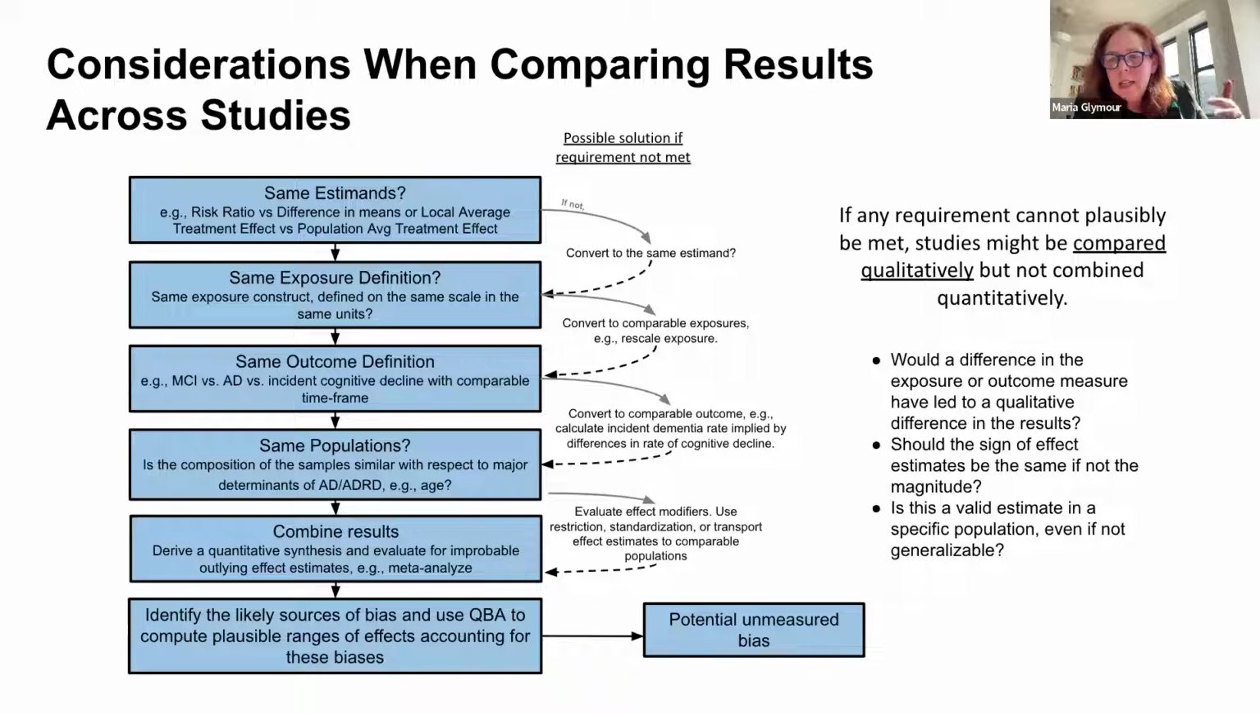I think there's a tendency to say these are not the same estimand, full stop, but actually, can you convert them to the same estimand? Is it reasonable to think that these different estimands would come up with very similar estimates? That is a substantive question, of course, but it's not enough to just say, oh, they're different estimands. We don't expect them to be the same.